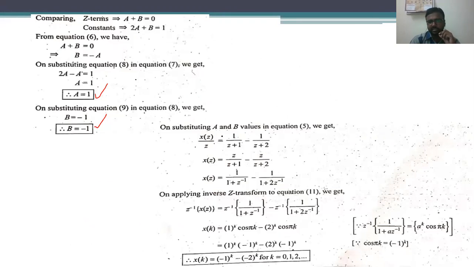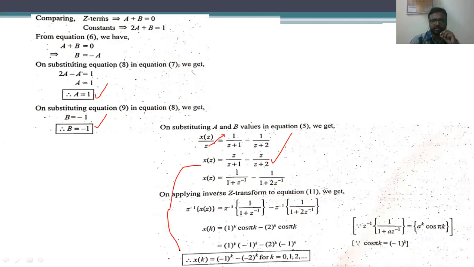So X of z divided by z is equal to 1 divided by z plus 1, minus 1 divided by z plus 2. Taking this z value to this side, we are going to get X of z is equal to z divided by z plus 1, minus z divided by z plus 2. So the x of k value is nothing but, applying the inverse z transform for this function, z divided by z minus minus 1, minus z divided by z minus minus 2.